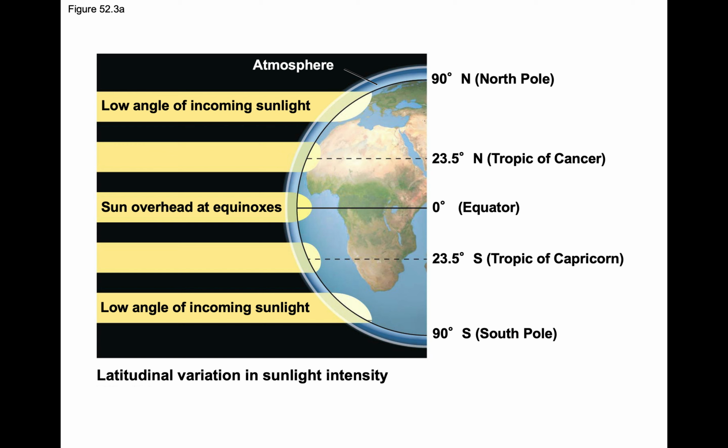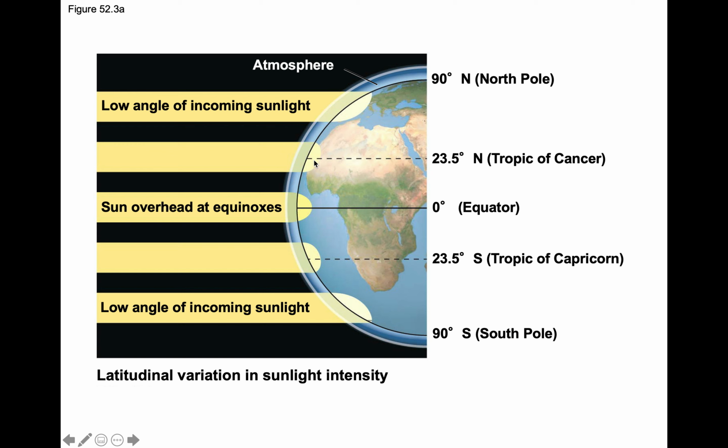So one of the major determining factors of an ecosystem is the amount of sunlight that it gets. Imagine you have a flashlight and you're shining it straight down at the floor. You're going to have the smallest ring of light possible, and that's like the sun hitting directly overhead at the equinox, which is basically at the equator.